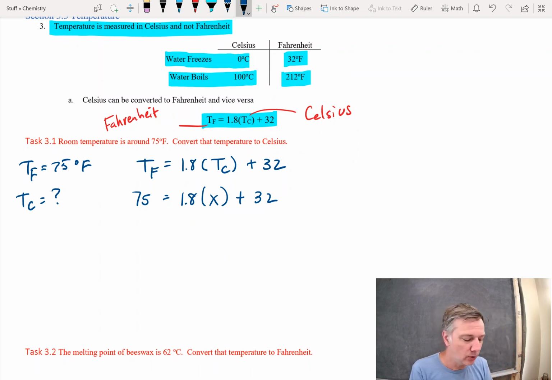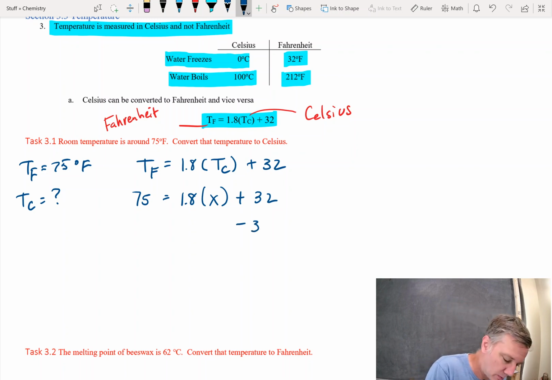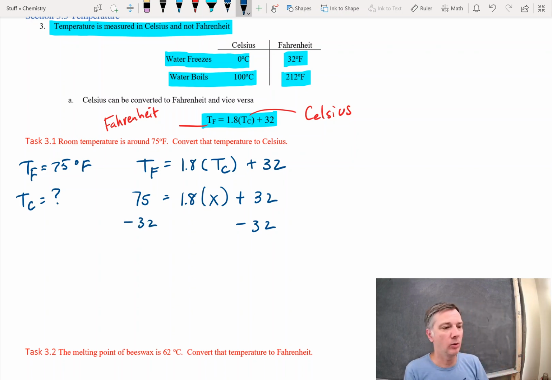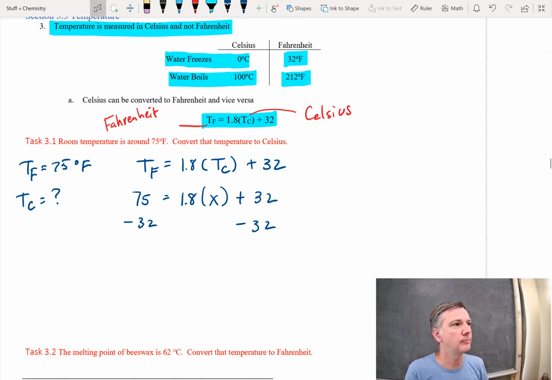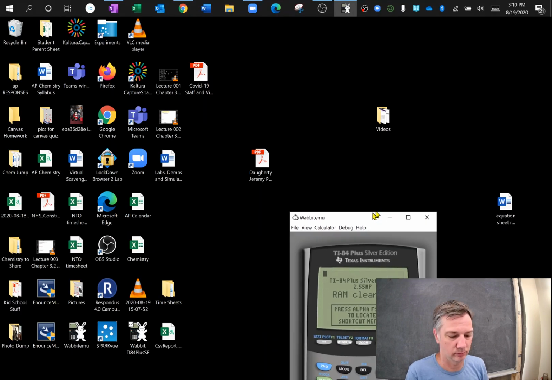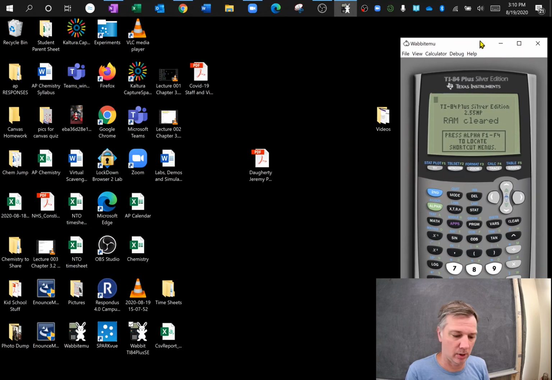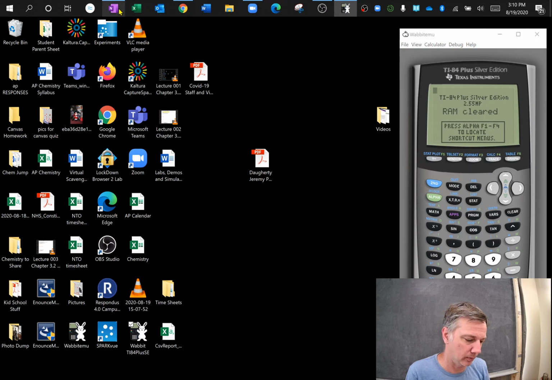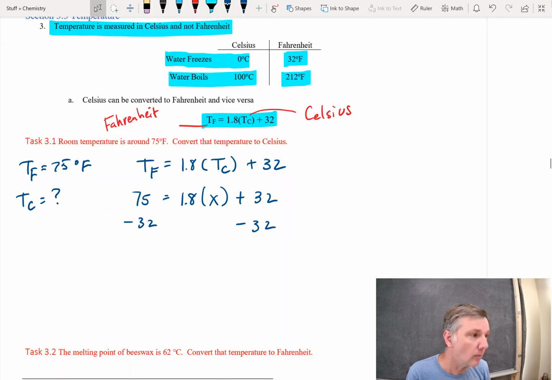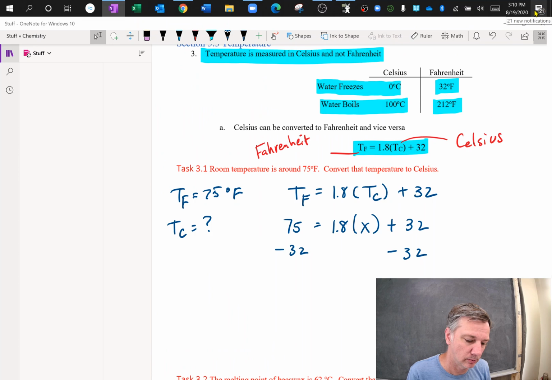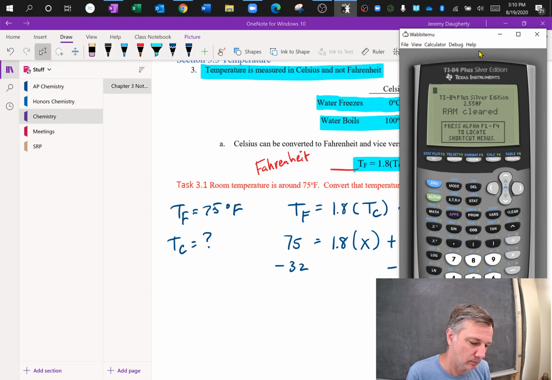So now we have to use our algebra skills. The first thing I'm going to do is subtract 32 from both sides. So let me bring in my handy dandy calculator. And I'm going to put that right there. There we go. So I'm going to take 75 minus 32.